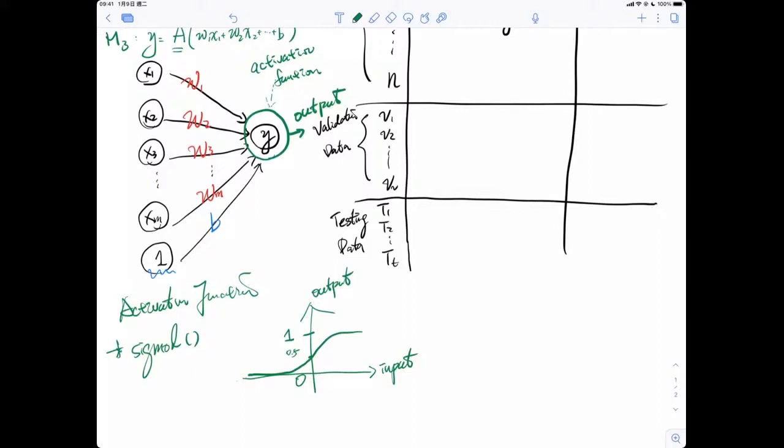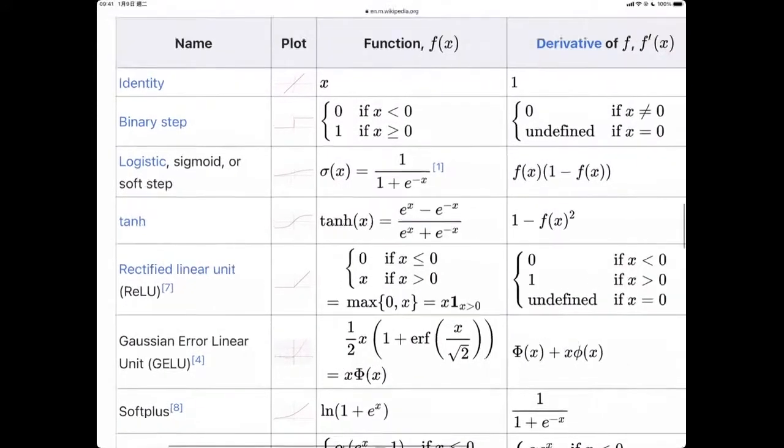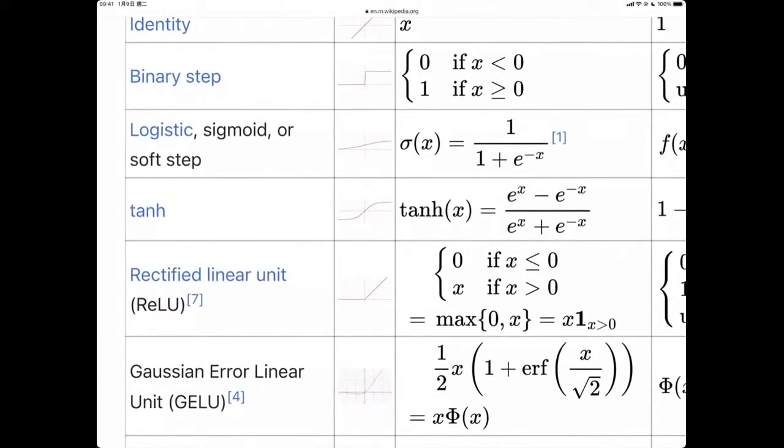Although we don't know in the real world whether the relationship between height and the other variable is nonlinear, and we don't know if the nonlinearity can be described by sigmoid or by any other activation function, we can try it. There are several other activation functions, and I think you should take a look at them.